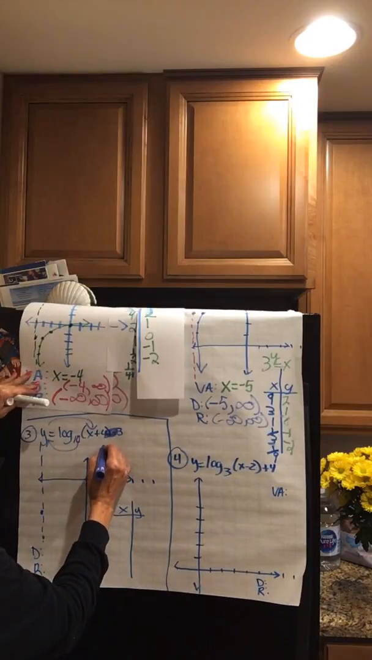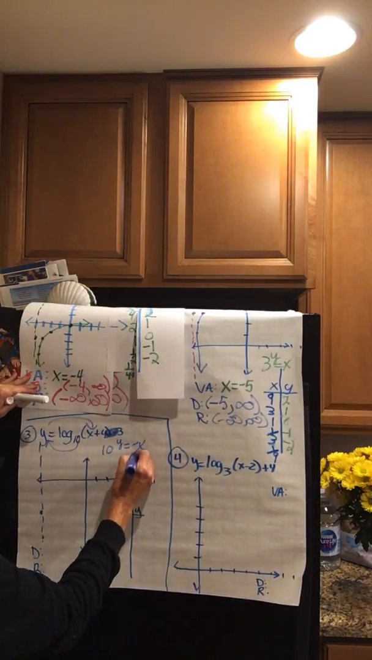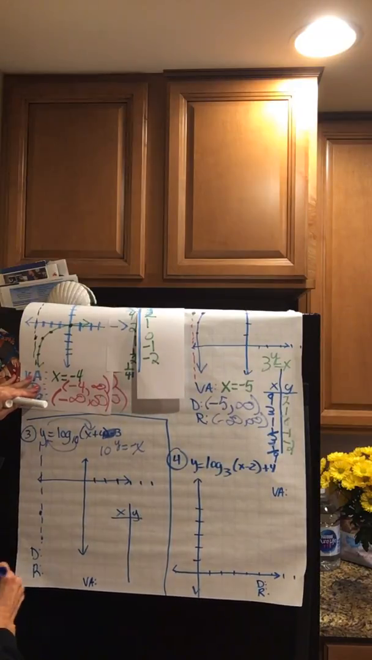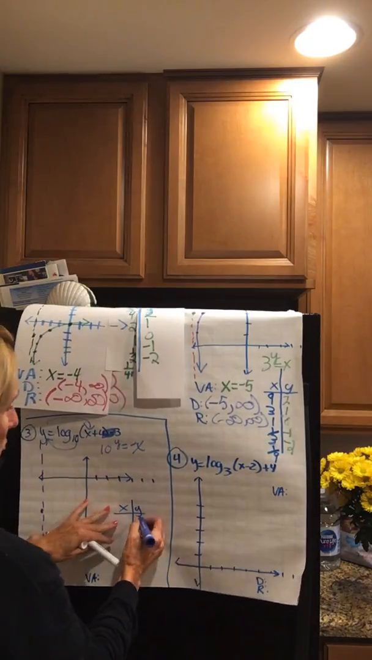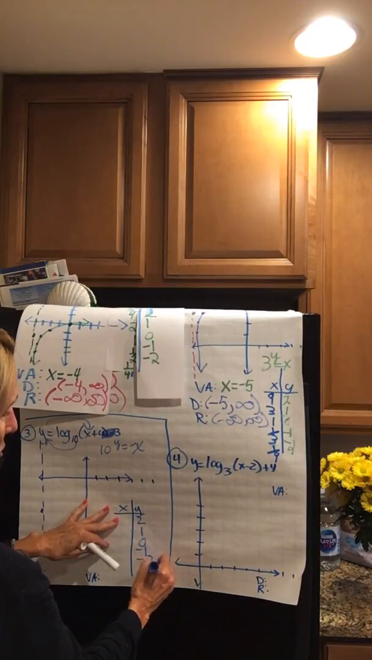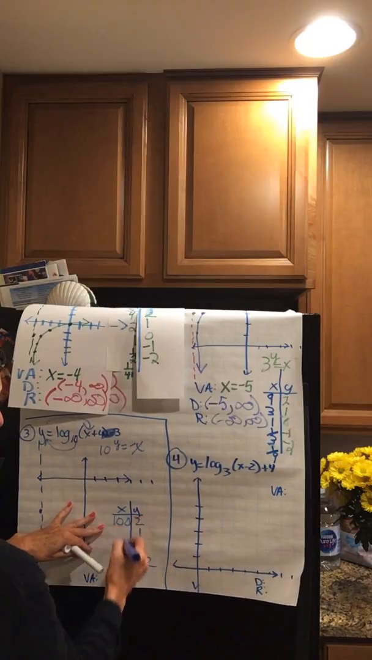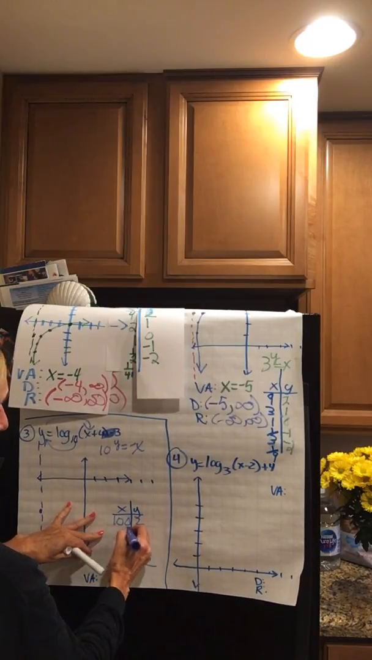So I would have 10 to the y equals x. That's what, again, parent graph points here. So I'm going to go 2, 1, 0, -1, -2. 10 squared is 100. Definitely not going to graph that one. 10 to the first is 10. 10 to the 0 is 1.